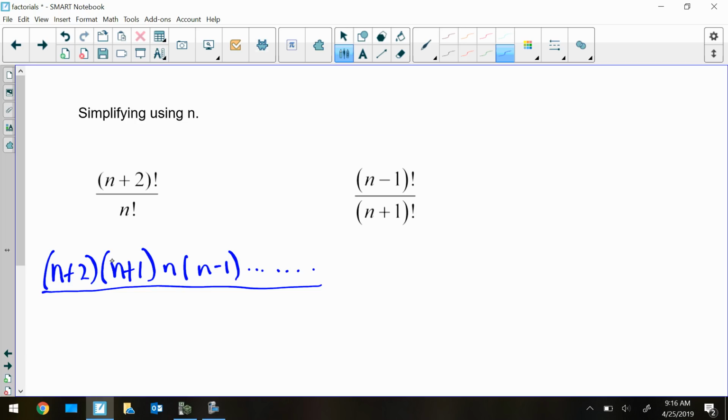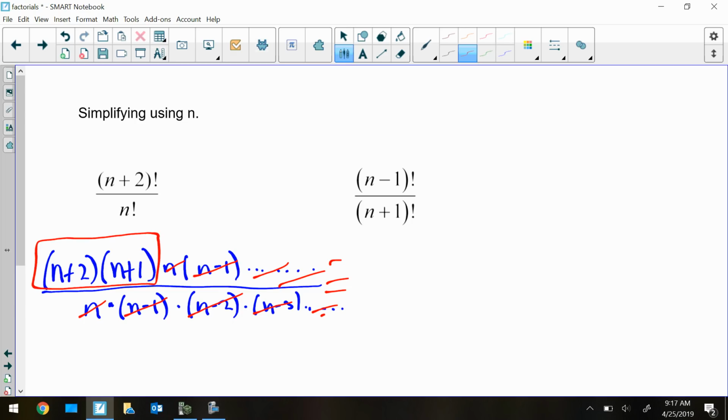You're going to end up having on the denominator n, times 1 less than n which is n minus 1, 1 less than that is n minus 2, 1 less than that is n minus 3, and that's going to go all the way down. And you're going to see some things start to match up here. You have n and n, they'll cross off. You have n minus 1 and n minus 1. You have n minus 2 and n minus 2. And actually, all this stuff will cross off. So it turns out that you just have n plus 2 times n plus 1. And I don't need you to multiply that together. You can just leave the answer like that.